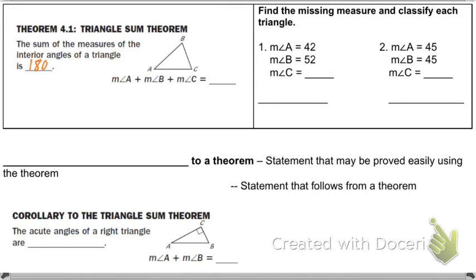180 degrees. I thought we were in section 4. I mean 5. It should say 5, shouldn't it? So that means if we add up in this triangle the measure of angle A plus the measure of angle B plus the measure of angle C, what do we get?